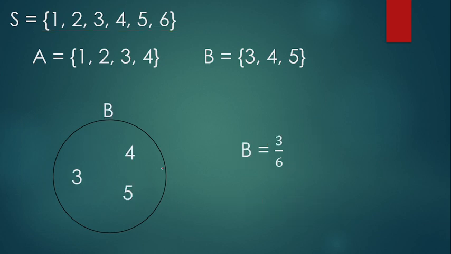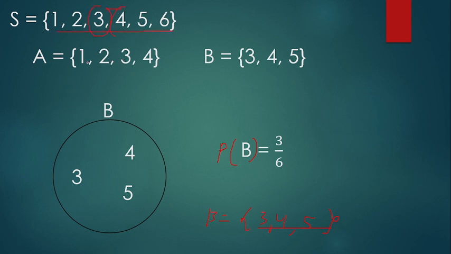What is the probability of the set B? What are the elements of B? The elements of B are 3, 4, 5. And what is the probability of B? Because we need this one in our formula, correct? So the probability, we have 3 numbers out of 6 sample space.